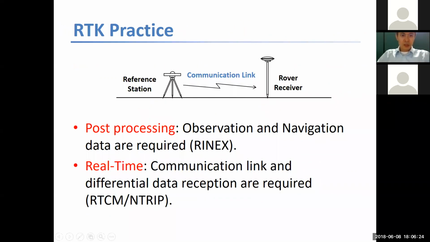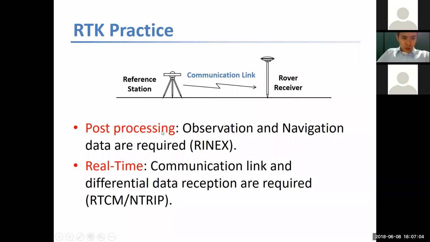So this is the general RTK method. You need reference base stations, and you will have rover receivers. You have to set up a communication link. There are 2 ways: the first one is a radio link, and the second one is the internet. These are the 2 main ways to communicate the correction data from the base station to the rover stations.